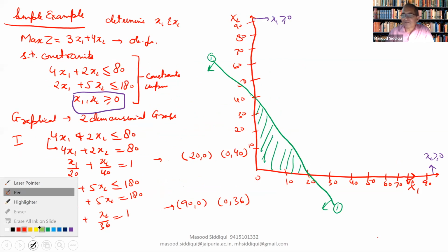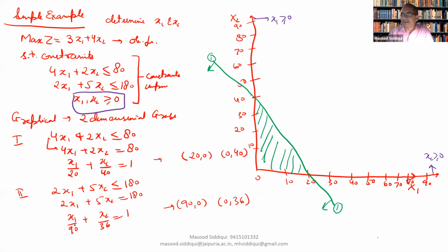Now we will take up the second constraint, that is x1 upon 90. So this is our second point, and the other is x2 divided upon 30. So here again a line can be drawn through this surface. So here we have the second line. This is line number 2, and this is again line number 2.